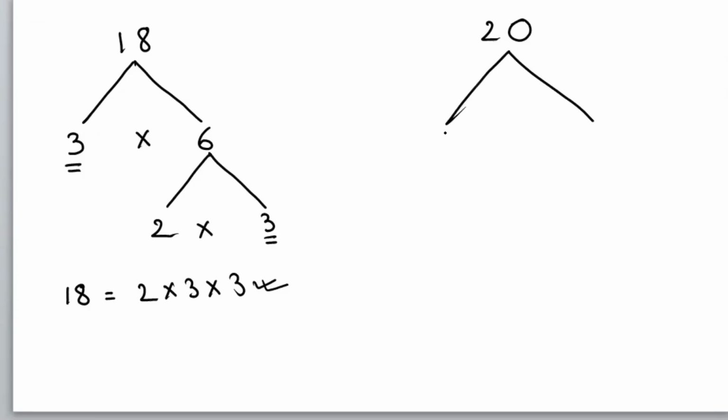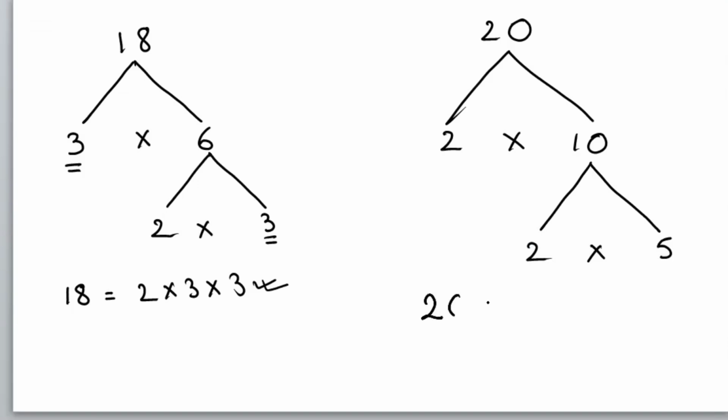So 2 times 10 is 20. 2 is a prime number and 10 is not a prime number. It means we have to break the 10 into prime numbers. So 2 times 5 is 10. So what is the prime factorization of 20? It will be 2 times 2 times 5. Here is one 2, here's another 2, and this is the 5.